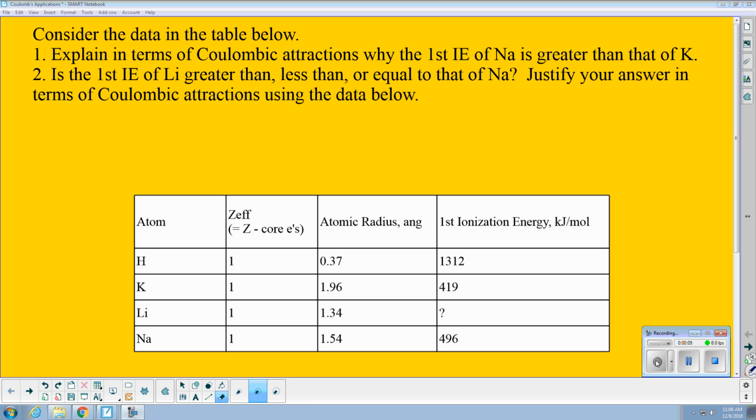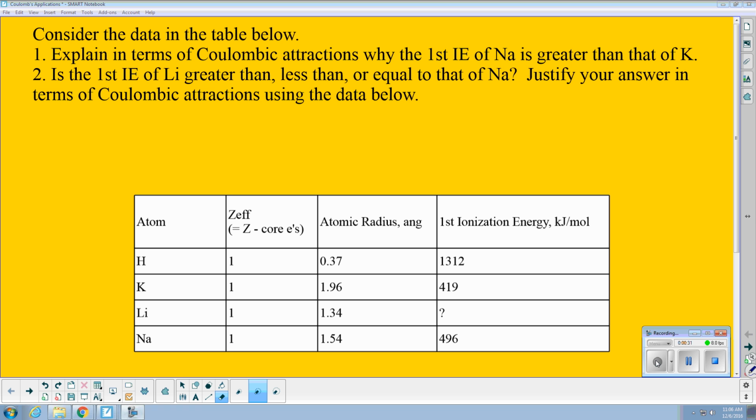And today we want to talk about this idea of Coulombic attractions and where you're going to find it. Now, Coulombic attractions are very important because they show up everywhere in the AP exam. My guess is you're going to see 6, 7, maybe even 8 questions related in some way to Coulombic attractions. So let's get into that.